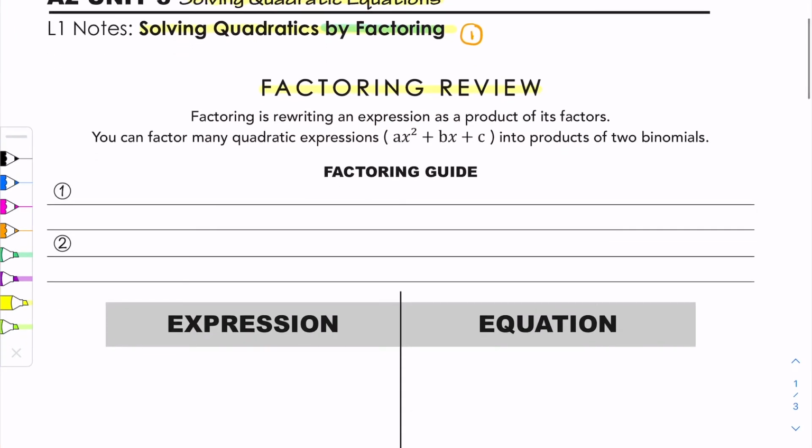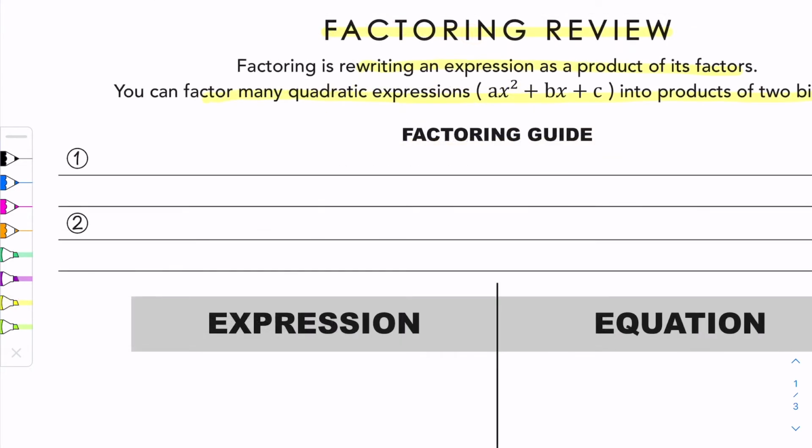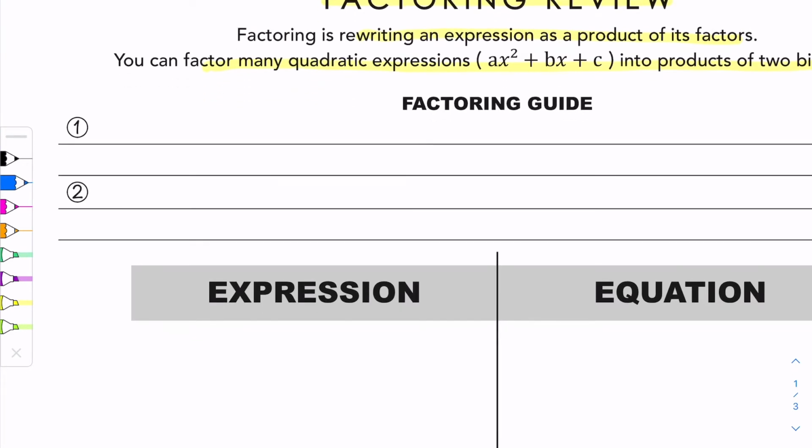All right, so quick review. Factoring is rewriting an expression as a product of its factors. You can factor many quadratic expressions into products of 2 binomials. All right, to quickly review a factoring guide, the first step when you are factoring is to always check for a GCF.